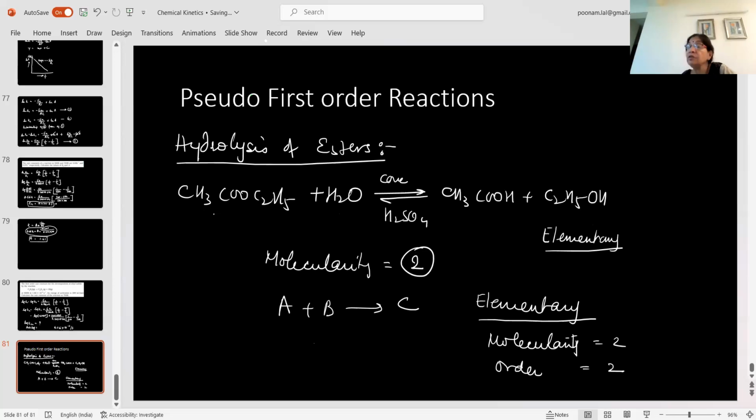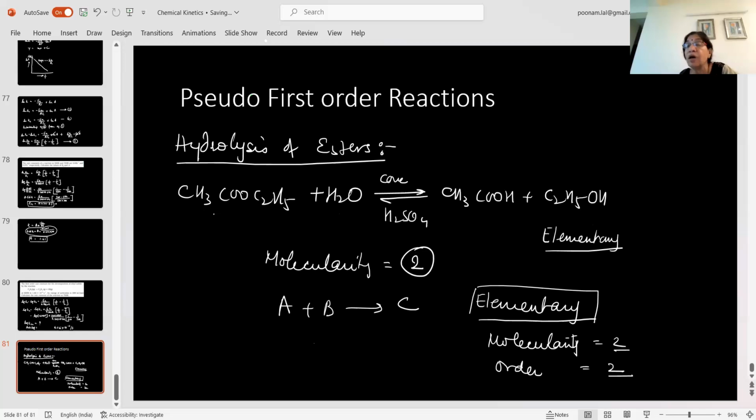So the order of the reaction, in this case, you can assess by just looking at the reaction. The order of the reaction will be the same as the molecularity of the reaction. This is how you identify an elementary reaction. But there are certain reactions where molecularity is 2, but the order is 1.